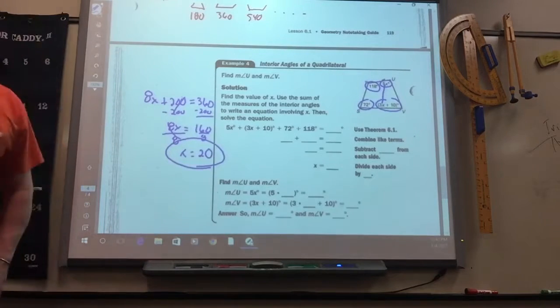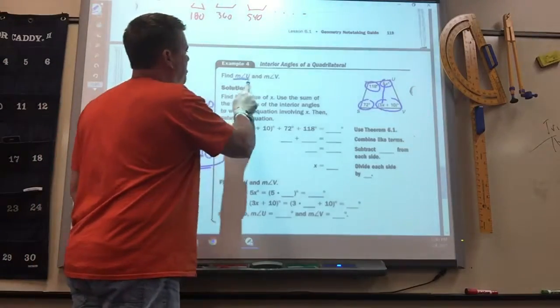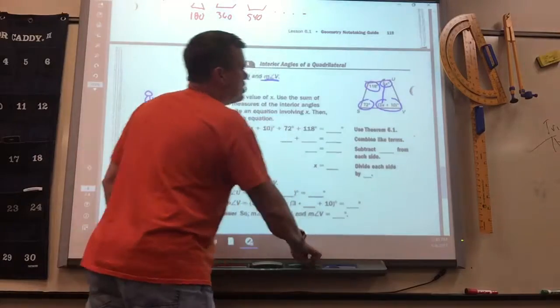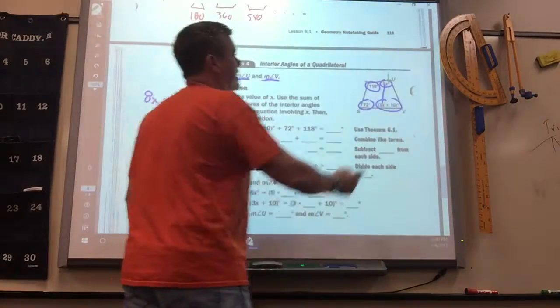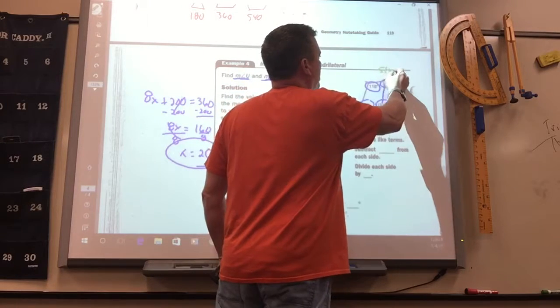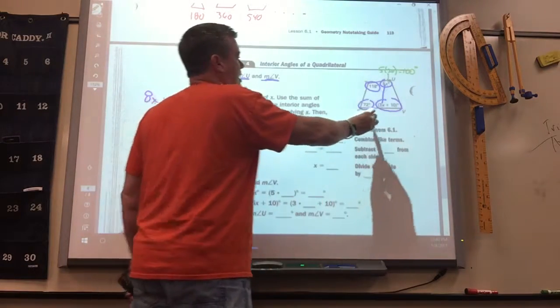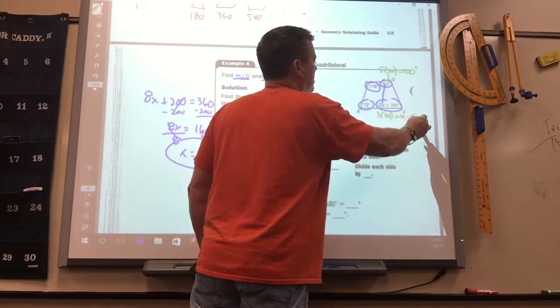Now, usually they just ask for x, but in this case, they're asking for the measure of angle u and the measure of angle v. So, u is right here. It's 5 times x, so it's 5 times 20, which is 100. And then v is 3 times 20 plus 10, which is 70.